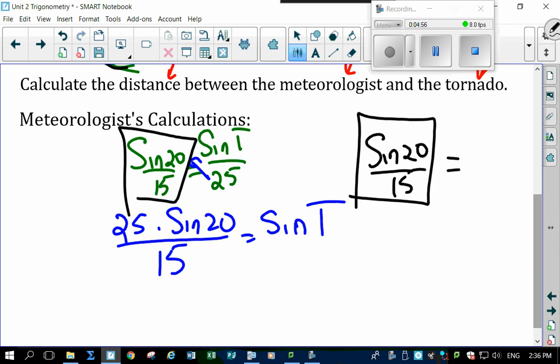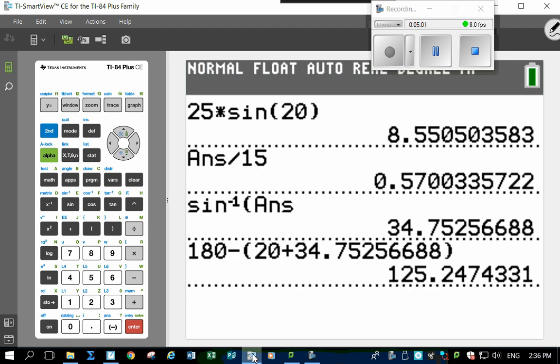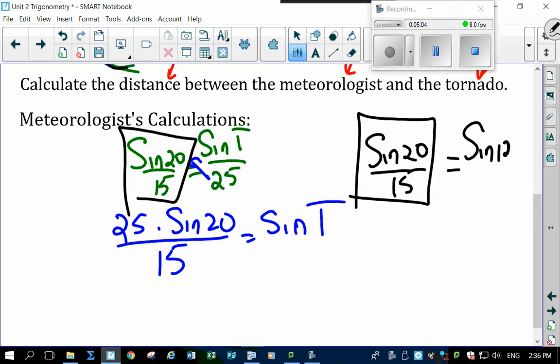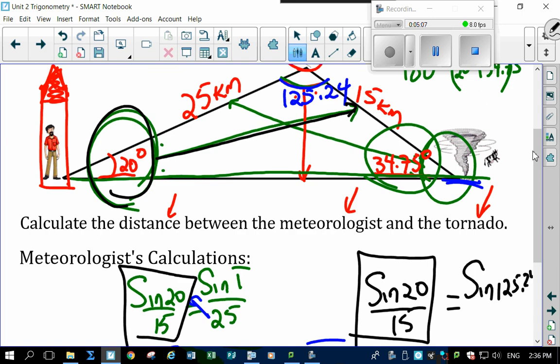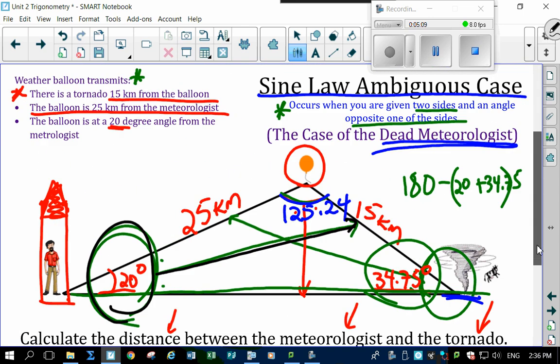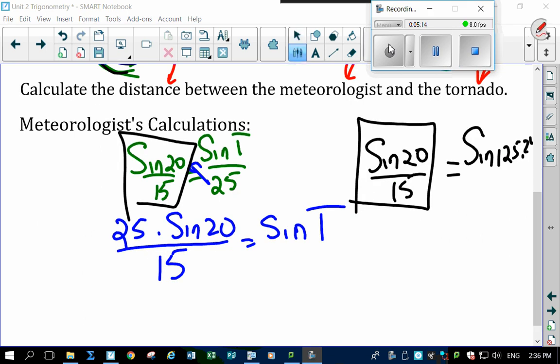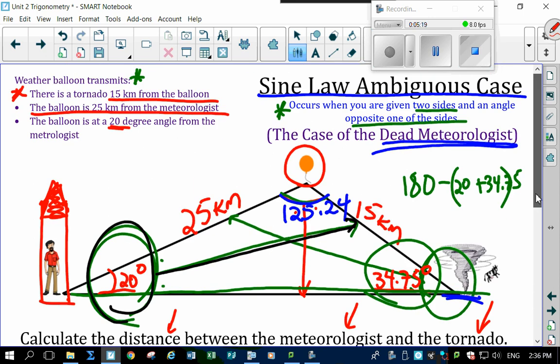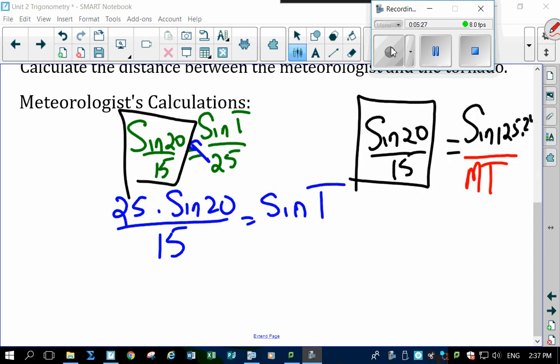Now, this is the sine of the balloon, and the balloon was what? The balloon was 125.24. Divided by that length of that meteorologist, this length that we were trying to figure out right here. That's what we're trying to find out. So if we divide that out, we're going to call it the meteorologist to tornado distance. Let's cross multiply. Real easy to do.